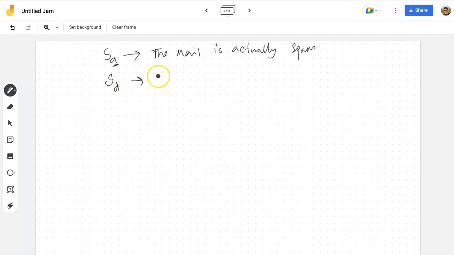So it is the mail you detected as spam. So basically SD is the mail you detected as spam, but in reality it can be spam, it can be non-spam, but you detected it as spam. So there are two different events. The first one is SA, the event when the mail is actually spam, and SD, when the mail you detected as spam. Okay.